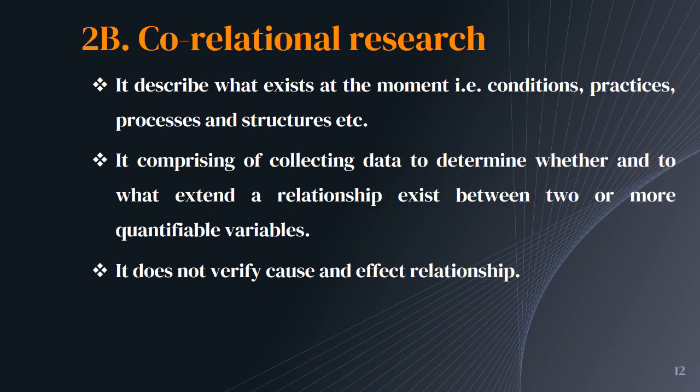First type of the descriptive research is correlational research. This research tells us the relationship between the two variables. It describes what exists at the moment, that is conditions, practices, processes and structures, etc. It comprises collecting the data to determine whether and to what extent a relationship exists between two or more quantifiable variables. What is the meaning of quantifiable? Here we are going to measure that variable quantity-wise. That's why the term quantifiable variables is given.